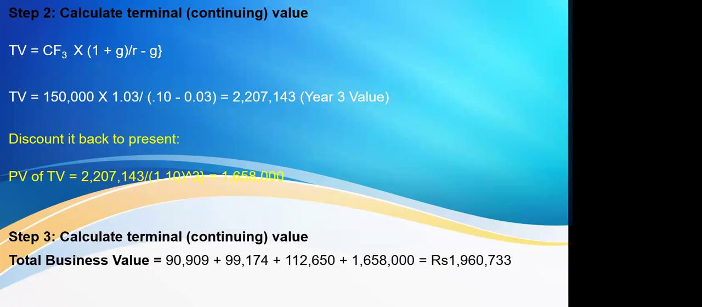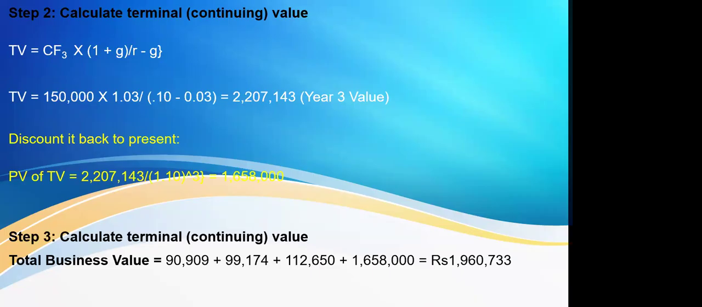Now why are we bringing this value? This is the value for whatever the cash flows after year 3, forever. So you are getting this amount, is it correct? Yes, I got this. Yeah. This is for the cash flows after year 3 to the infinite period.